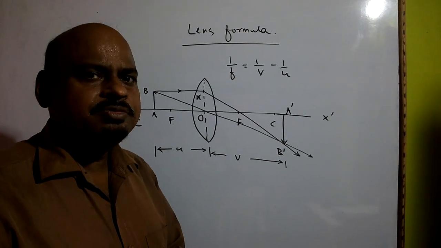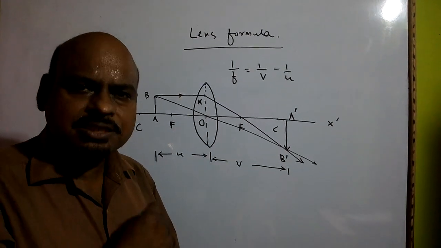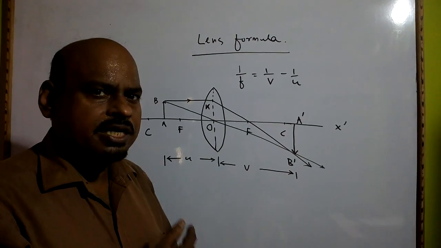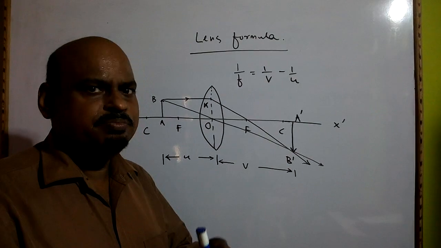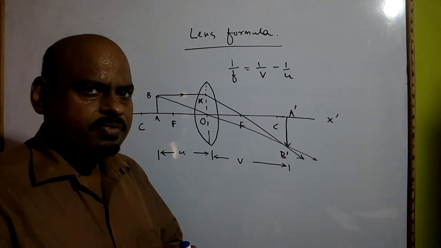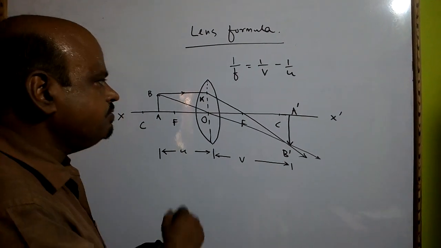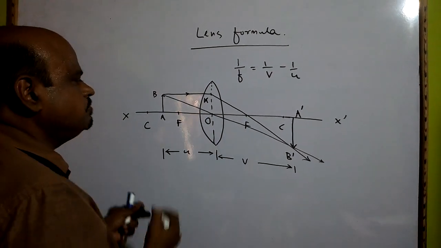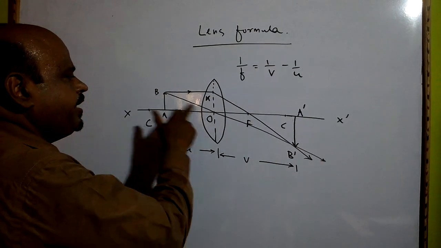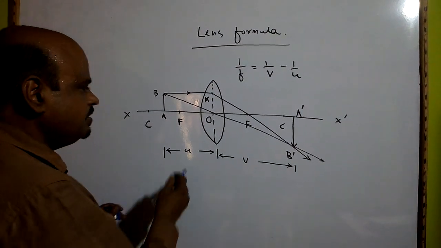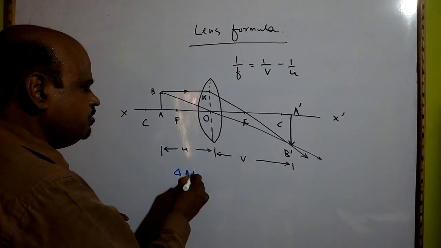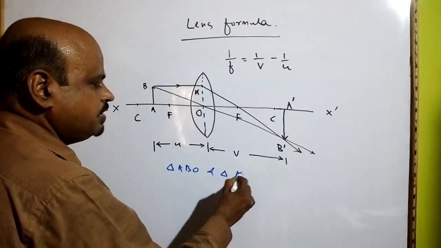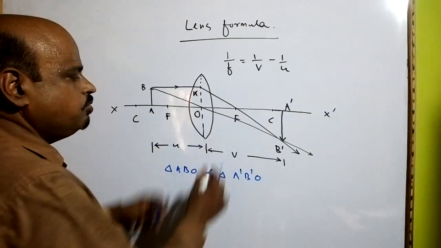Let us derive the lens formula in case of convex lens creating real image. Now look here, we already did in the previous video how we derive it. Take the triangle ABO, a right angle triangle, and triangle A'B'O. Both are similar.